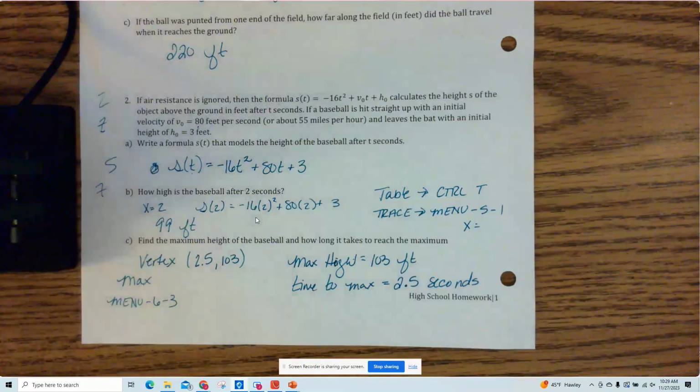The real world context is why I love quadratics. Yeah. Makes it more interesting. I agree.